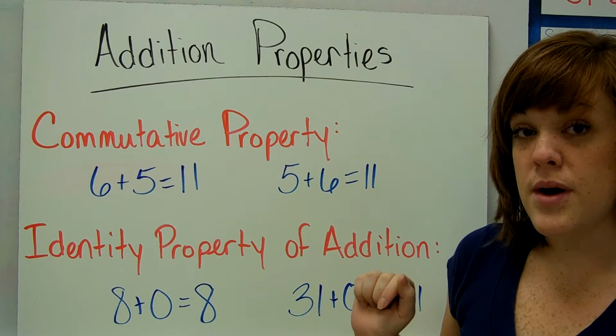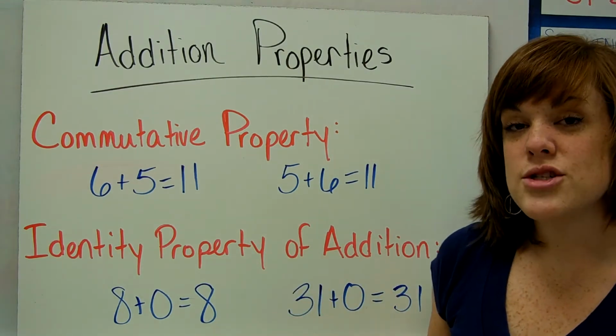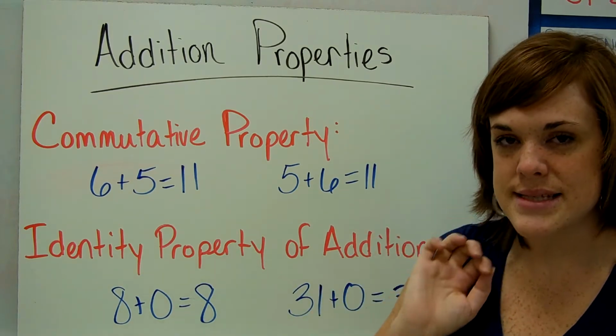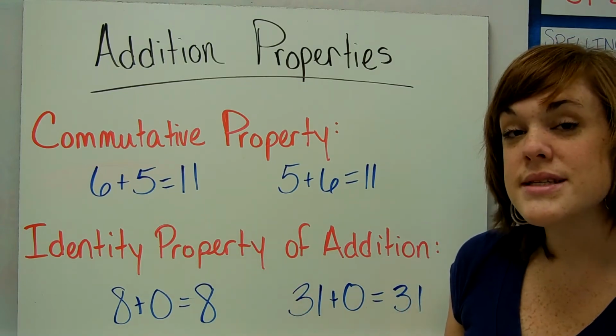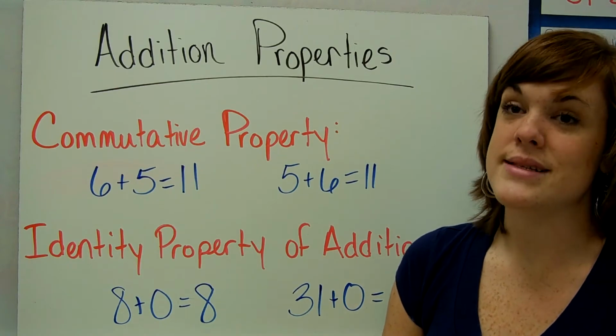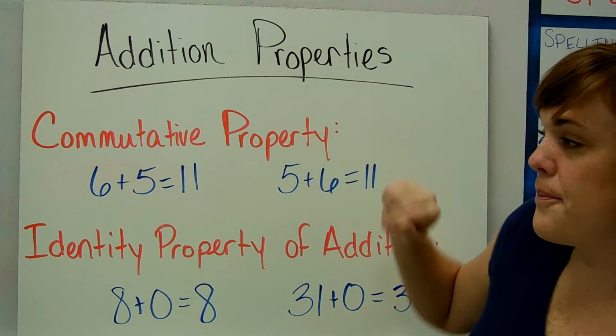The other addition property is the identity property of addition, which just says you can add 0 to any number and it's going to stay the same. So 8 plus 0 is 8. 31 plus 0 is 31. 981 plus 0 is 981. So please write both of these down and what they are.